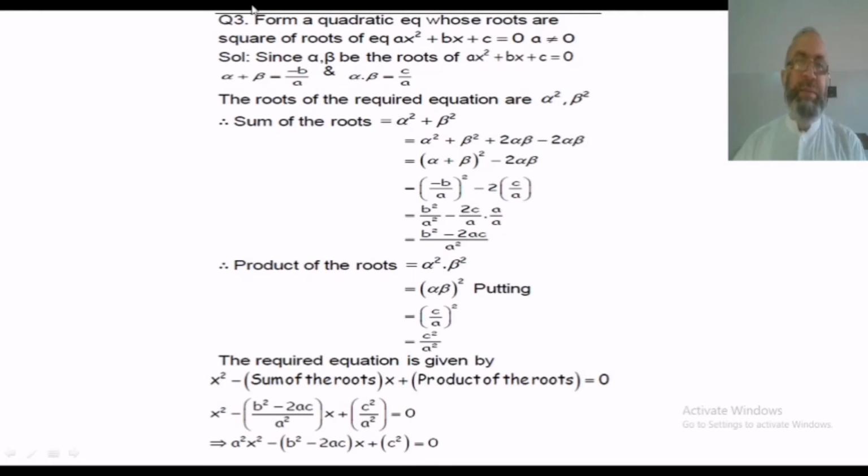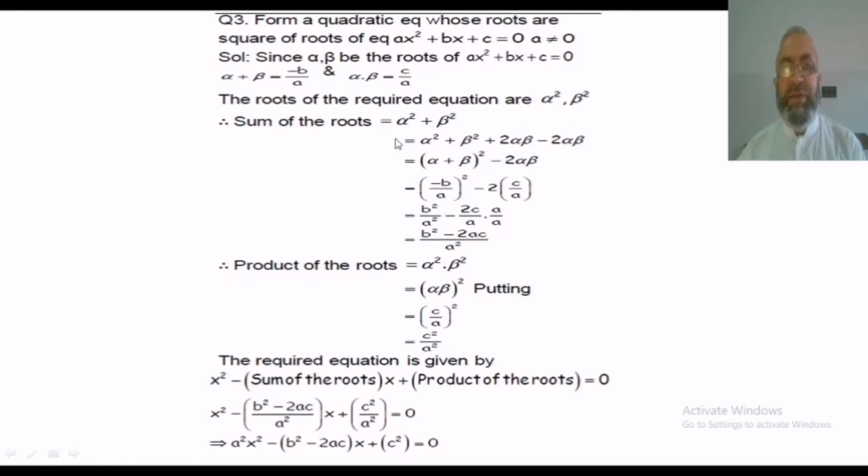Next, question 3. Form a quadratic equation whose roots are the squares of the roots of this equation. So generally we take alpha and beta as the roots. Since alpha and beta are the roots of this quadratic equation, the sum of the roots is minus b by a and the product of the roots is c by a, that is the general form. Now for the required equation, we have to find an equation whose roots are the squares of the roots of this. Squares of the roots means the roots of the required equation will be alpha square and beta square.